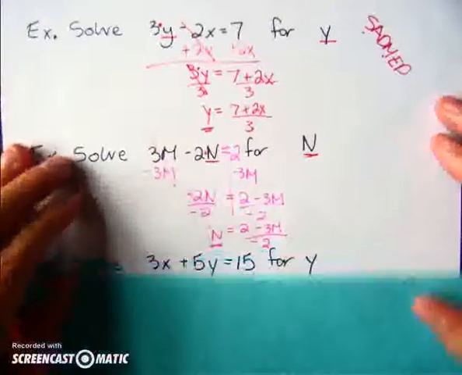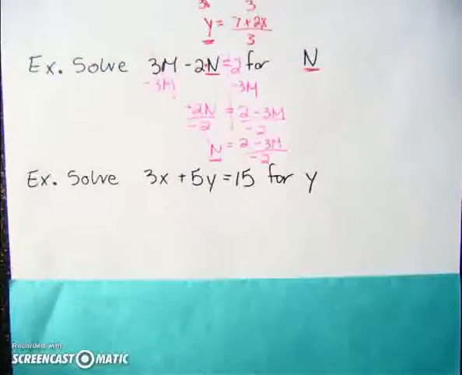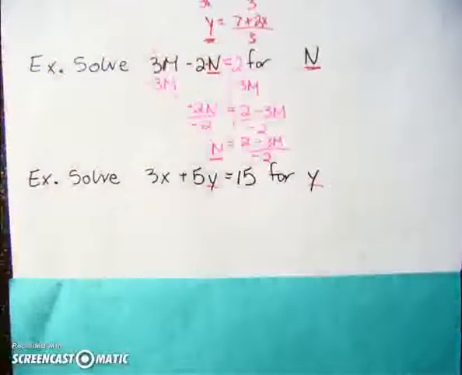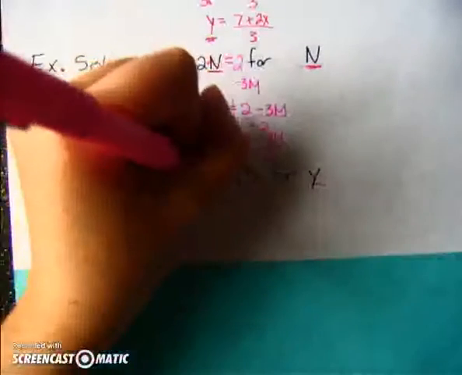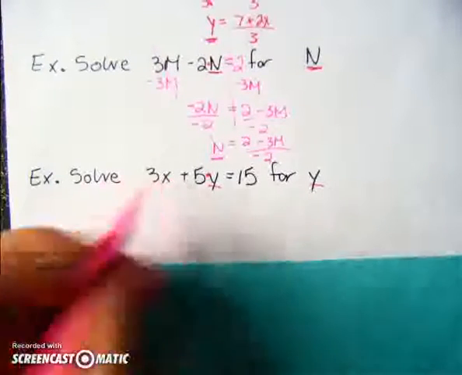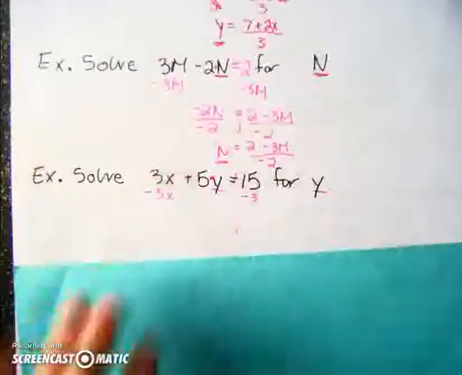All right, let's take a look at this last example. It says solve 3x plus 5y equals 15 for y. So again, I'm solving for y. And this time, I have 5, which is multiplying the y, and 3x, which is adding. So we're going to undo the adding first. How do I undo 3x? I subtract 3x from both sides of my equation.